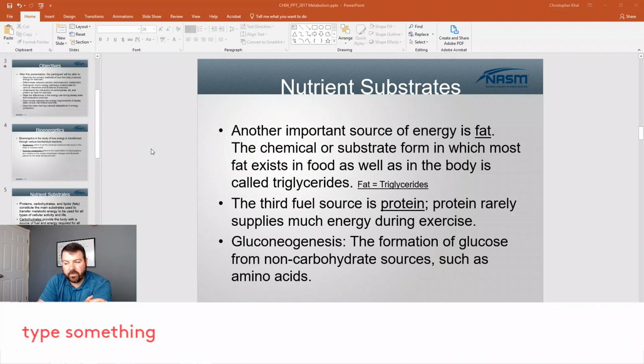The third one is called proteins, also referred to as amino acids, however you want to refer to it. Protein is rarely used for energy, because usually your body relies on those protein stores as muscle to do some kind of activity. If your body ever ends up using protein, it's usually not a good thing. It's usually out of fats and carbs, so it has to resort to the proteins, which isn't good for your body. It actually takes it out of your muscles.